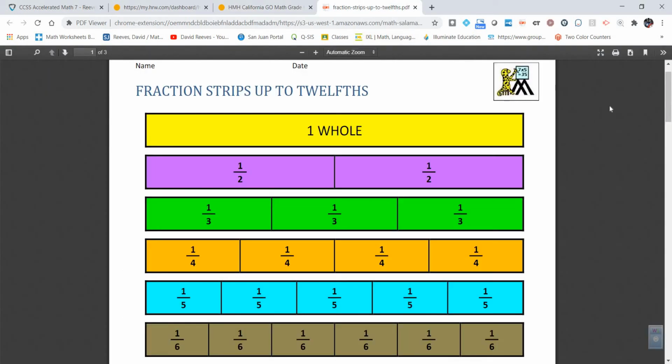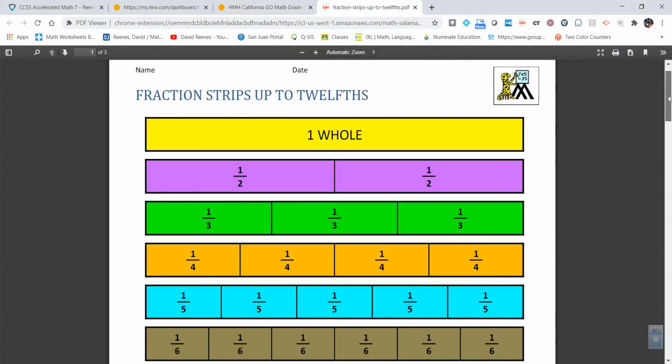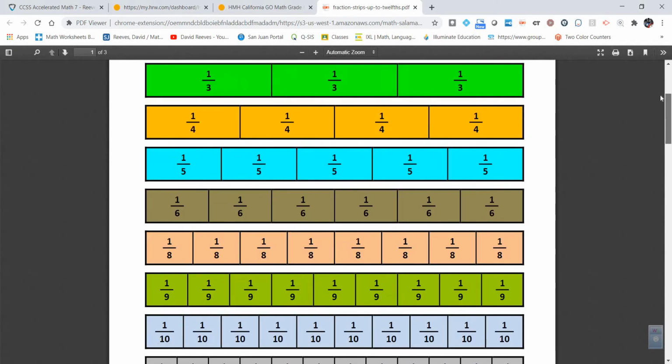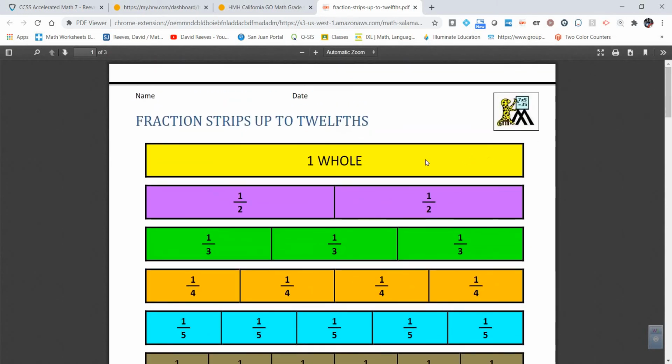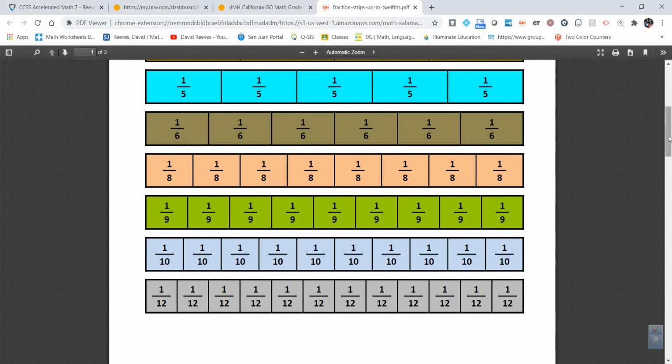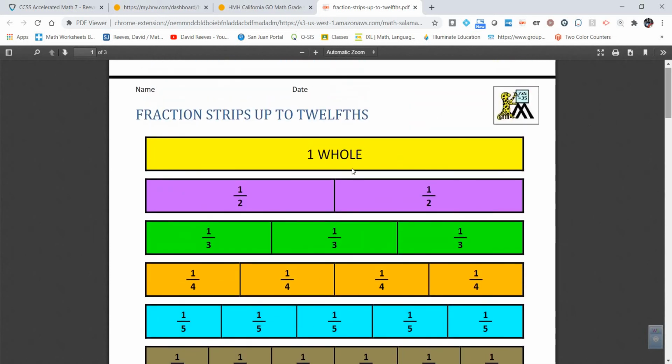Let me pull up these fraction strips. You can see they all have the same length, so they each represent one whole, but they are divided into parts. This first one is just one part, so it's one whole, and this one's cut into two parts, so each one is a half. Three parts, each one is a third, all the way down to 12 parts, and each one is a 12th. So what we're interested in doing is taking a look at these and writing them as percents.